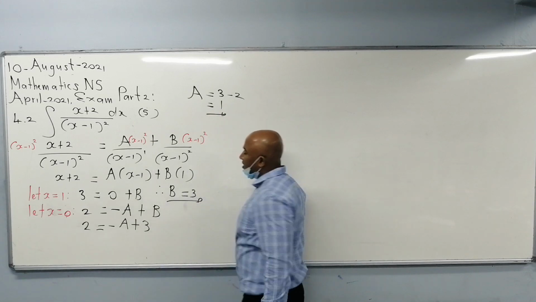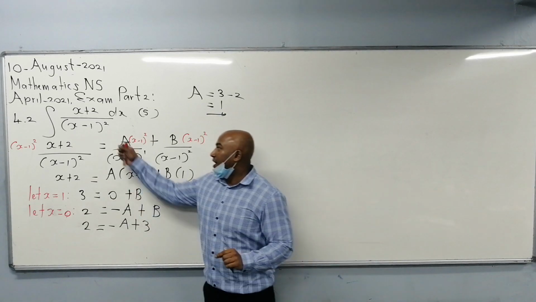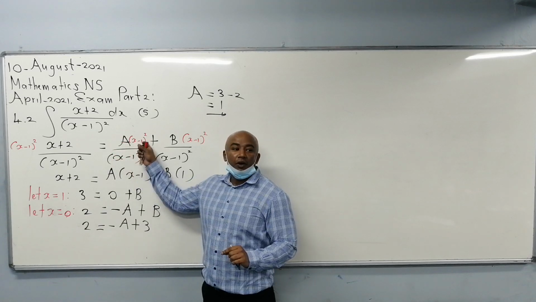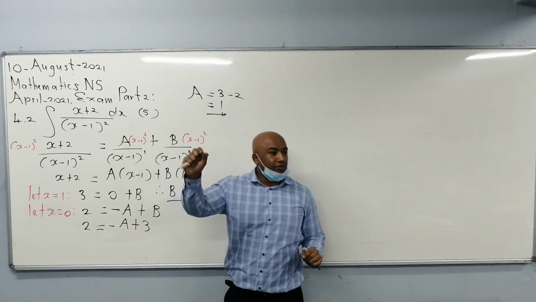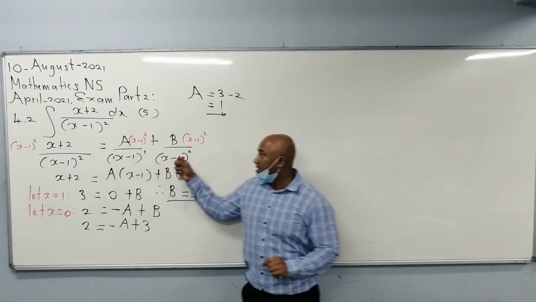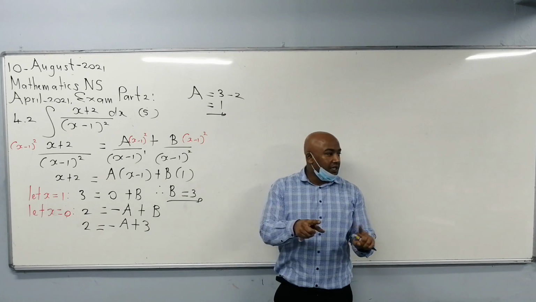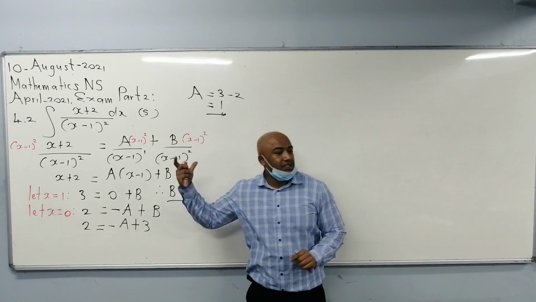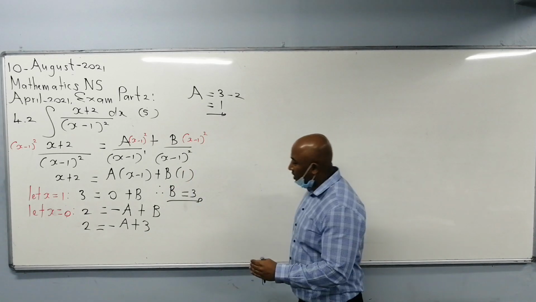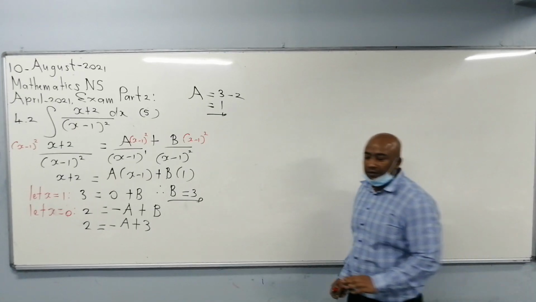You all got that? It depends now. I said a over x minus 1 to the power 1. You could have started with a over x minus 1 to the power 2 plus b all over x minus 1 to the power 1. So our a and b will be different at this stage, but now it will all be the same. As soon as I do the substitution, it will all be the same.